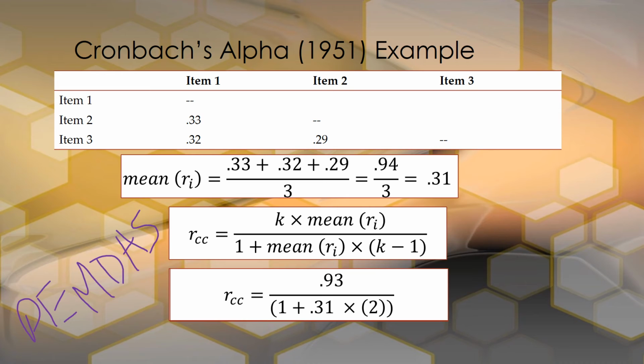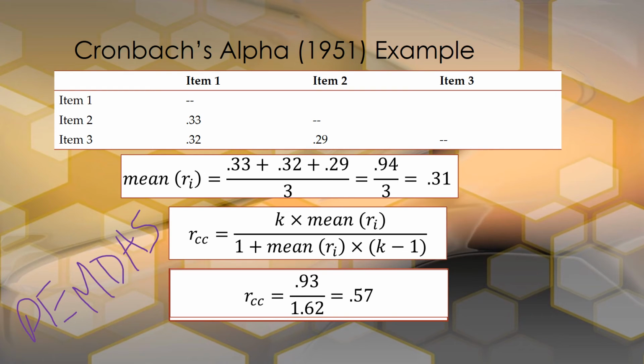Now we're going to work on the multiplication. So 0.31 times 2, which is 0.62. And then we're going to add 1 and get 1.62. And then finally, when you get the top and the bottom done, you can think of the top and the bottom in separate parentheses. But when you get the top and the bottom done, then you can divide them. And so we get 0.57 as our Cronbach's alpha. So this example was with 3 items. Now let's do it with 10 items.